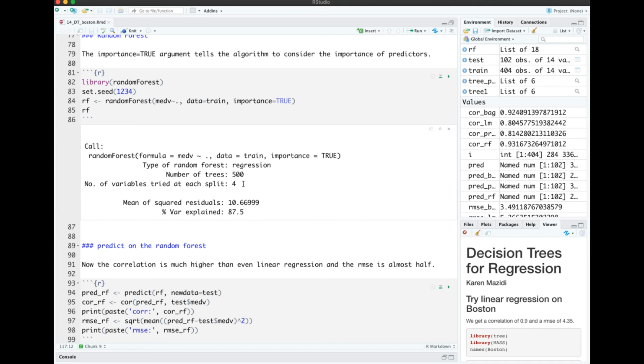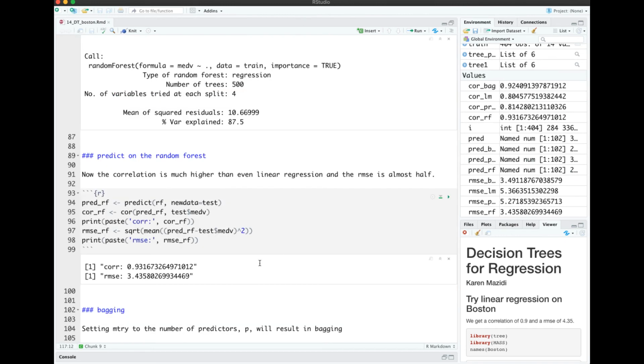Because the decision tree is a greedy algorithm, there may be one predictor that appears to be the best and is always selected first. However, considering all the possible splits as a whole, it may not actually be the best first split. The random forest can overcome that strong predictor. We set this parameter importance equal true to ask it to consider variable importance also as it splits. When we predict on the random forest, we see that it got a correlation of 0.93 and a root mean squared error went all the way down to 3.435.